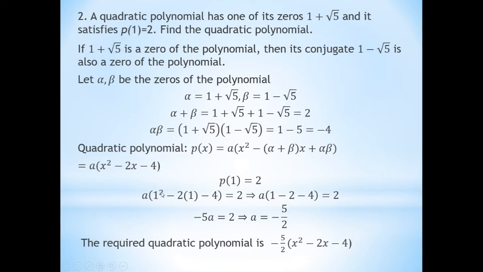So a into 1 square is 1, minus 2 into 1 is minus 2, and minus 4, which is equal to 2. So 1 minus 2 minus 4 is minus 5. There is a, so which is minus 5 into a, which is equal to 2. So bring this 5 to the denominator. So a is equal to minus 2 by 5. Now you got the value of a. Substitute it in the quadratic polynomial in the place of a. So finally the required quadratic polynomial is: minus 5 by 2 into x square minus 2x minus 4.